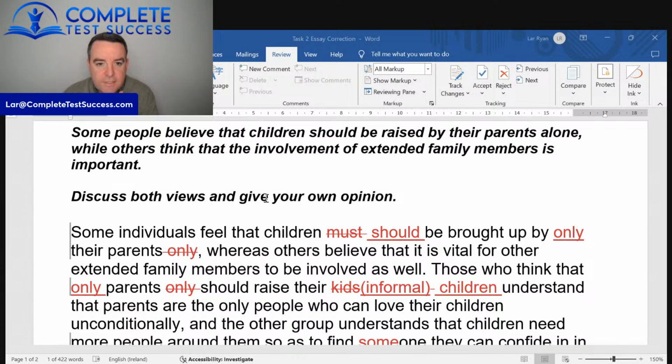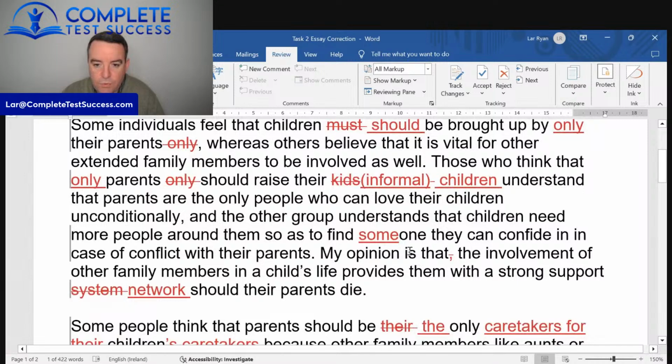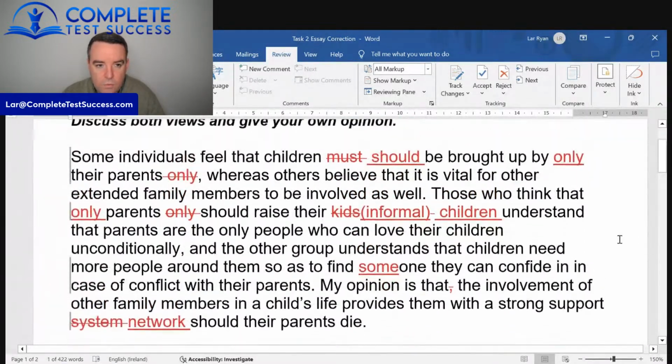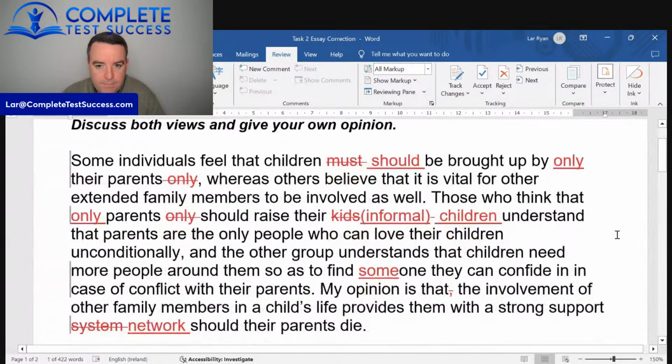I think that's going to bring us down to a band 6. Information and ideas are generally arranged coherently, but then for 7, it's information and ideas are logically organized and there's clear progression throughout the response. So that's going to pull it down to a 6. So it's going to be 6 for coherence and cohesion. I forgot about that. Apologies for that. And then the pronoun mistakes that we were looking at, obviously, would not have as big an impact.